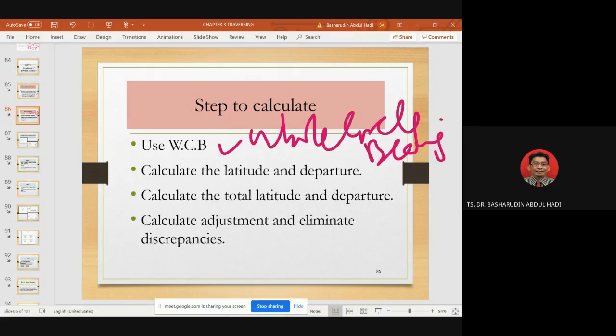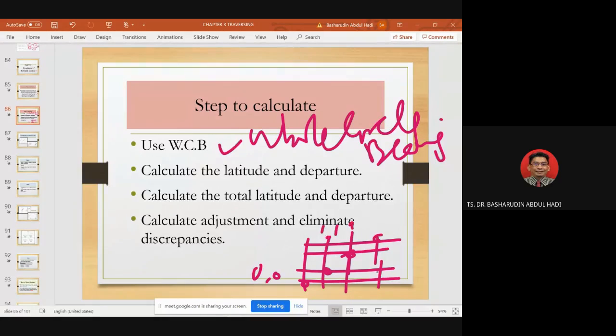Alright, calculate the latitude and departure. Something you should still remember that you learned in school, the coordinate graph, paper graph. Still remember paper graph? So this one is 0, 0, this one is 1, 1, this one is 2, 2, this one is 3, 3. If your point is here, of course you know that it is 0, 1.